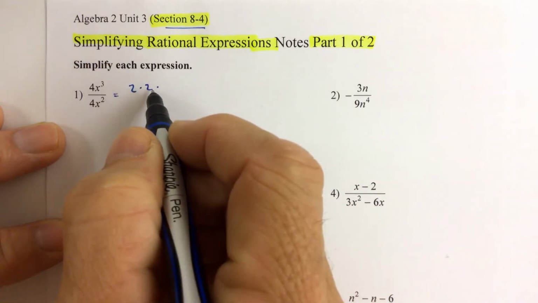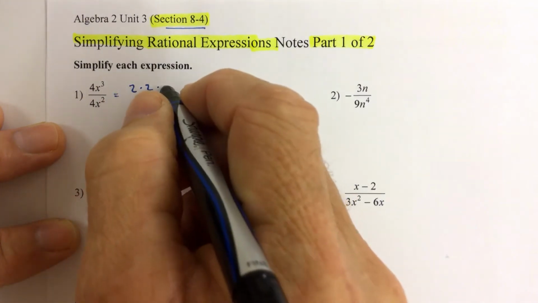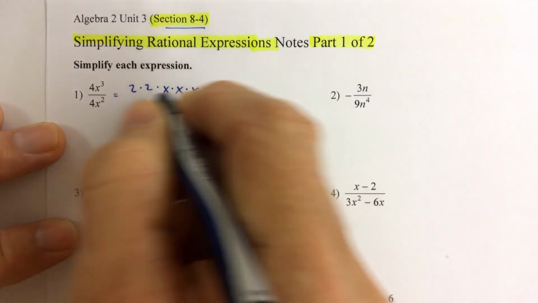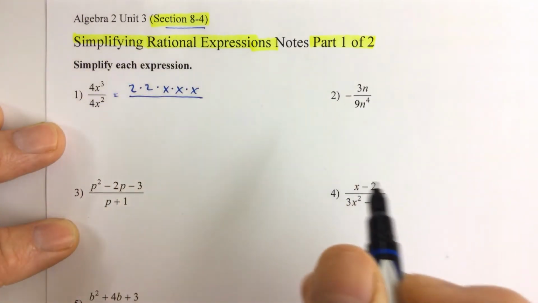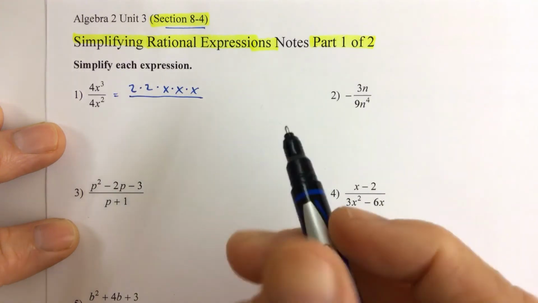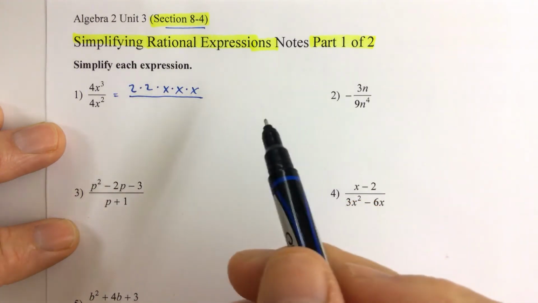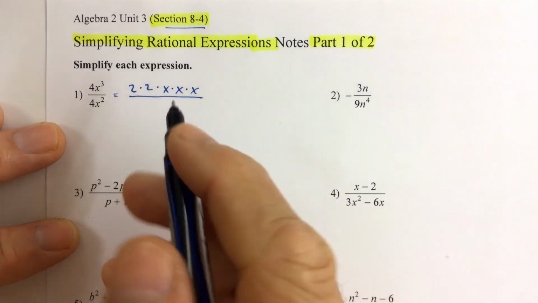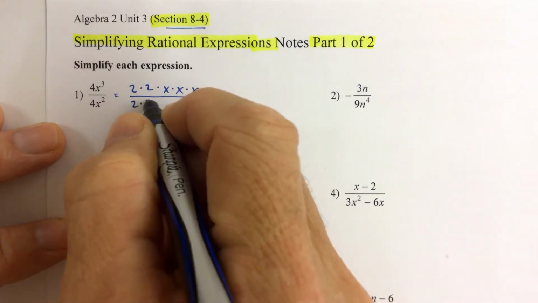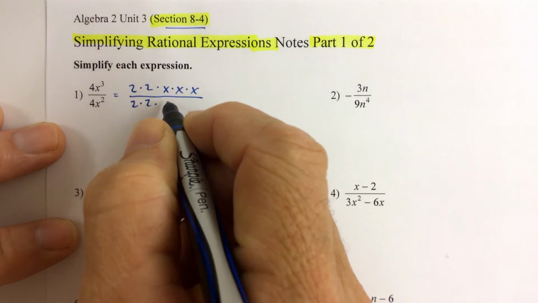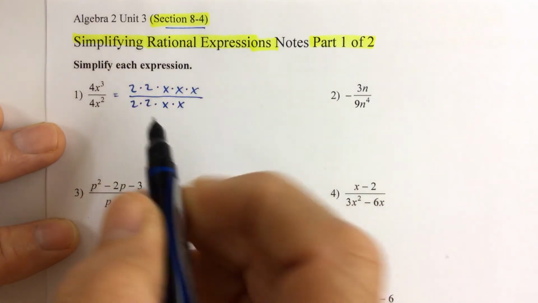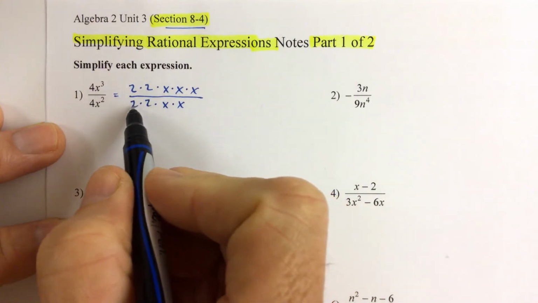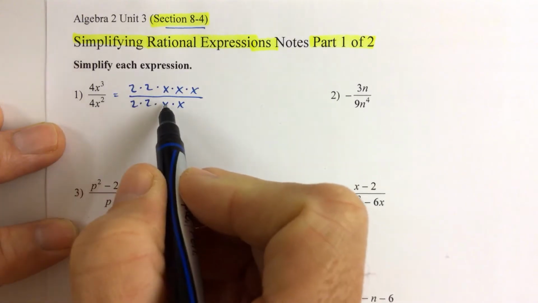4 can be written as 2 times 2. X cubed can be written as x times x times x. So we're not going to do this each time, but in order to more easily see what you're supposed to be doing here in terms of canceling like factors, it is pretty easy once you write every factor out completely. So anyway, 4x squared can be written as 2 times 2, that's 4. X squared is x times x.